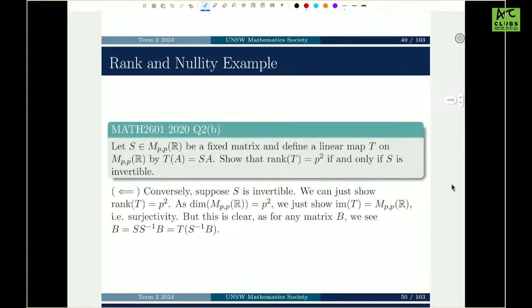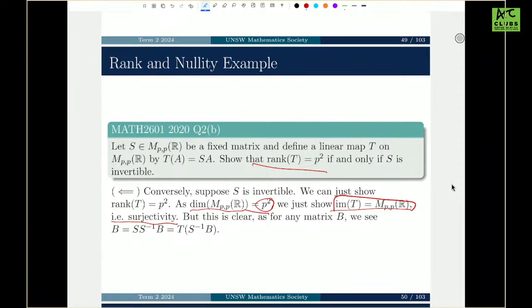Okay, on the converse, suppose S is invertible. We can just show the rank T equals P squared. Note that the dimension of our space is P squared. So we can just show that the image of T equals this, because then the image of T will have the same dimension, namely P squared. So we basically just have to show surjectivity.